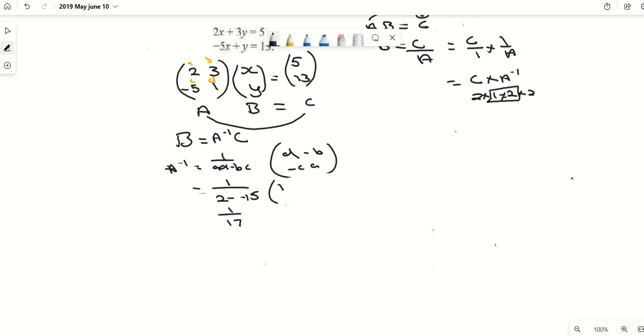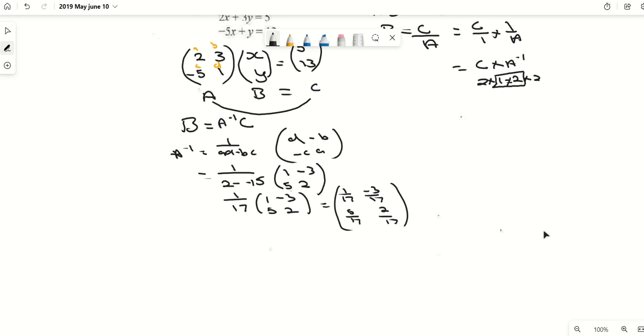by the placement of A and D are exchanged, so it would be 1 and 2, and this would be minus 3 and minus 5 by minus 5 is positive 5, right? So it would be 1 over 17 by 1, minus 3, 5, and 2, which is equal to 1 over 17, then minus 3 over 17, then 5 over 17, and then 2 over 17, right? So now we know what A inverse is.